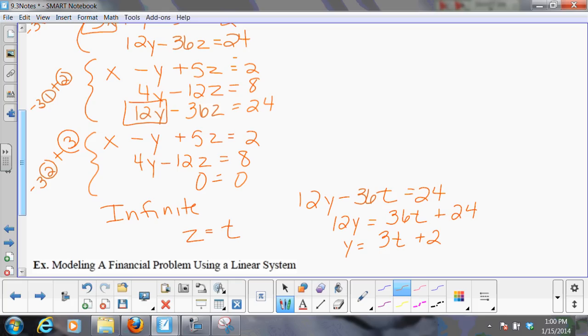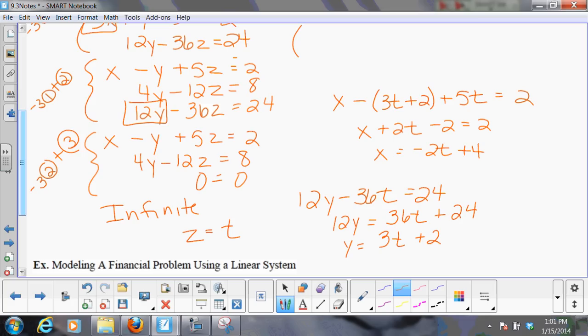So now I'm going to take what my y is, what my z is, and plug it into the first one. All right, so x plus 2t minus 2 equals 2. X equals negative 2t. Is that right? Negative 2t, oh, plus 4? Plus 4. Add 2 over. Yep. All right, so the actual answer, sorry that I'm working my way back up.